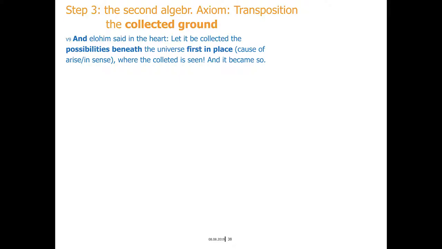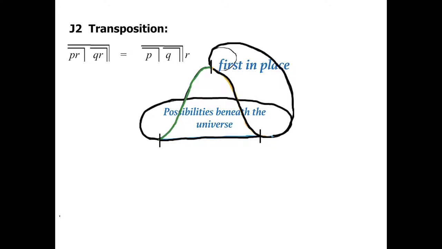Step three, the second algebra axiom. And, sign of relation, Elohim said in the heart, let it be collected, the possibilities beneath the universe first in place, where the collected is seen, and it became so. The possibilities beneath the universe is collected first in place, transposition. Collected or transposed.